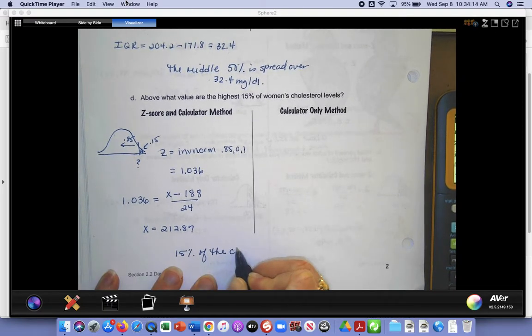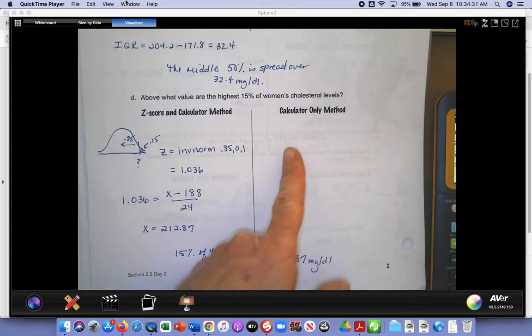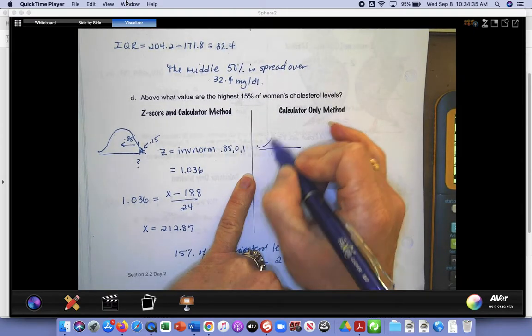So 15% of the cholesterol levels are higher than 212.87 milligrams per deciliter.